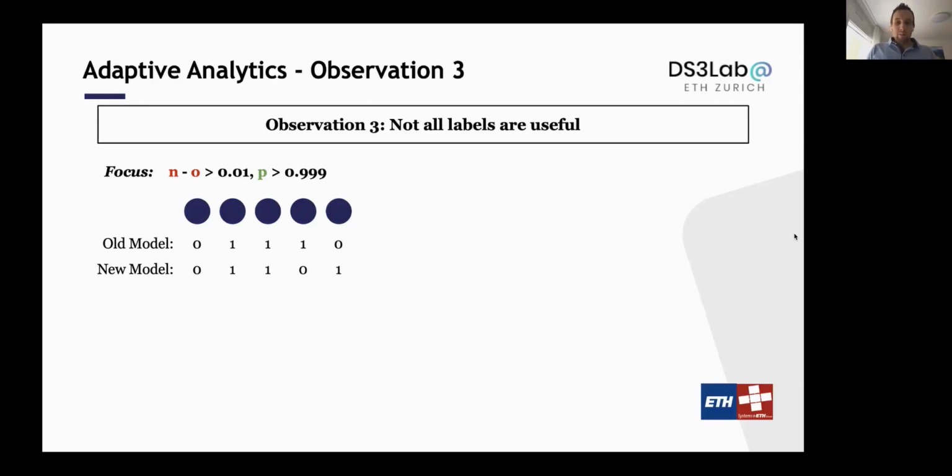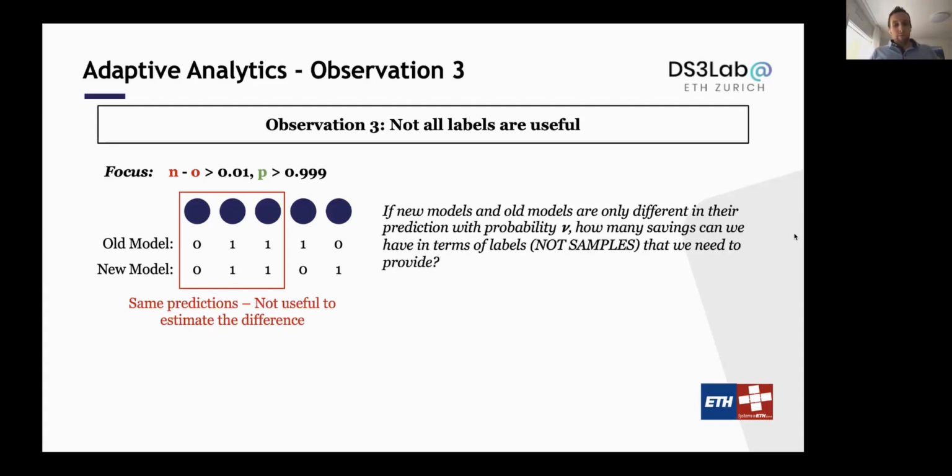So now, in order to estimate this quantity n minus o, we don't really care whether the first 3 samples were correctly labeled or not, but we only care about the last 2. In other words, if a new model and an old model only differ in predictions with a small probability, we can save in terms of labels, not samples here. We care about labels because these are typically much more expensive to acquire compared to samples without their labels.